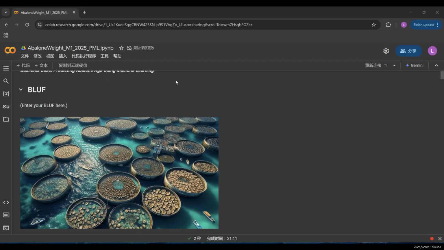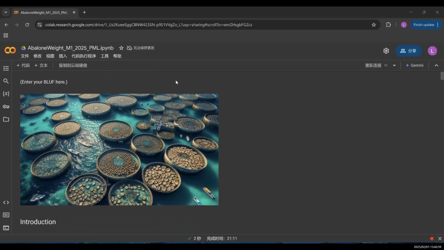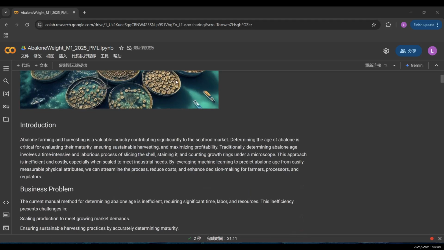Hello everyone, today I will walk through an analysis of a machine learning model developed to predict abalone age based on their physical attributes. The reason why we do this analysis is that abalone farming is very ineffective when determining whether or not the abalone is mature.